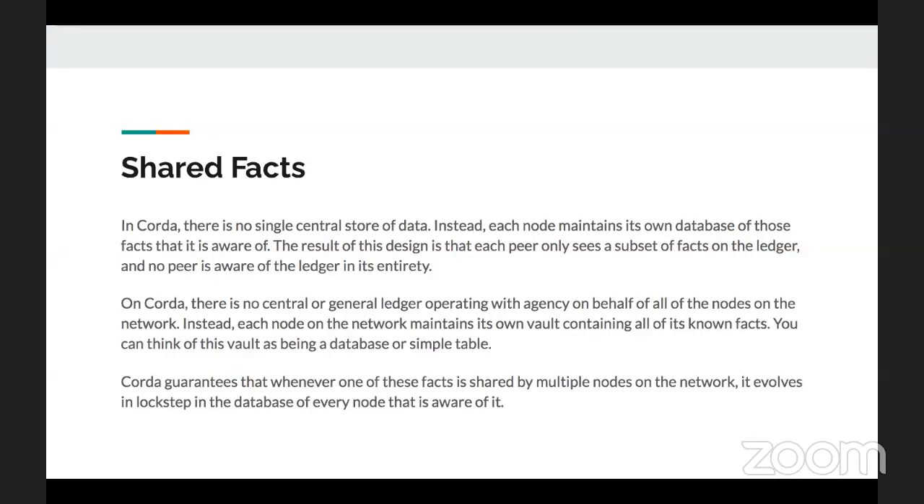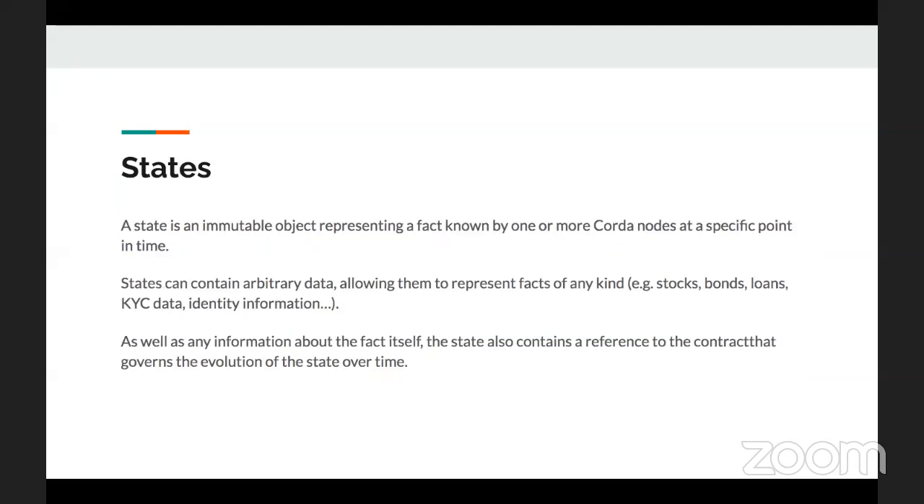So vault can be considered as a database or a table structure. And Corda provides the guarantee that whenever one of these facts is shared by multiple nodes, it evolves through a log steps. We mentioned about states multiple times, right?